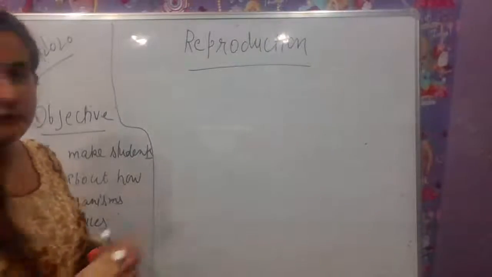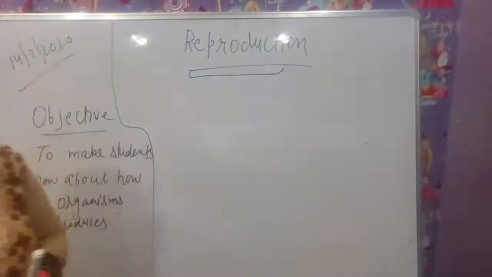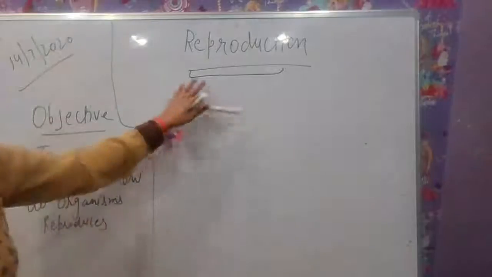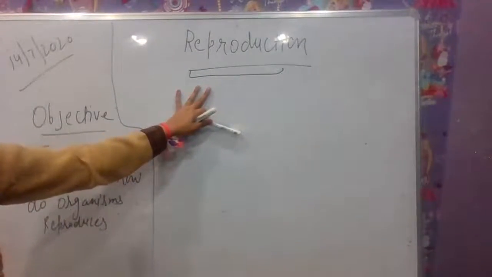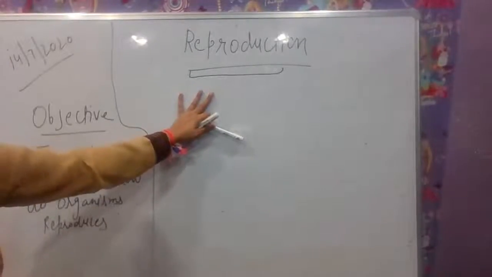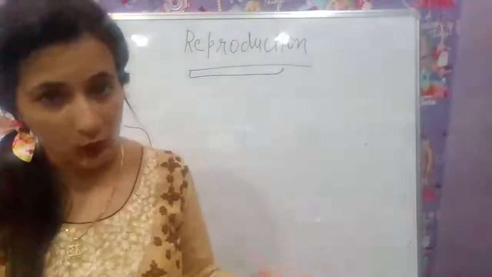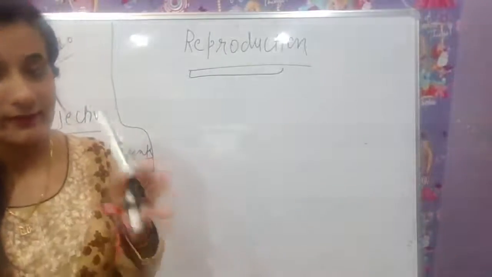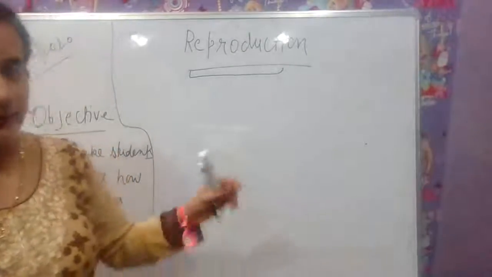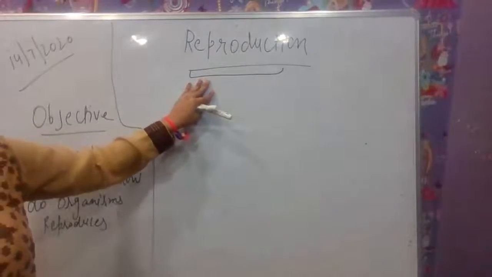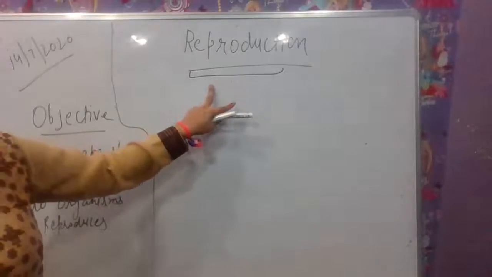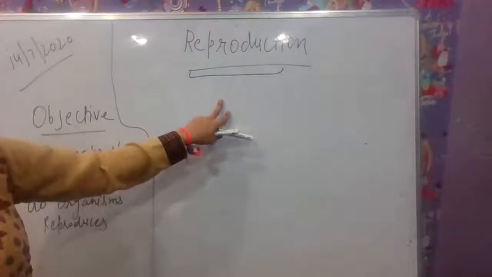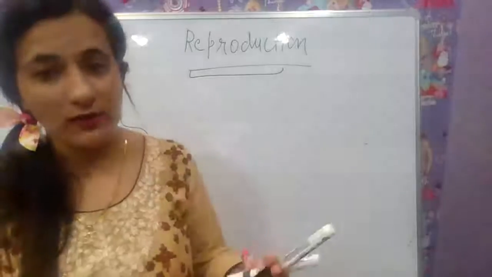First of all, what is reproduction? Reproduction is the process by which organisms produce young ones of their own kind and multiply in number. It is not essential for an organism to stay alive, unlike nutrition, respiration and excretion, but still it is a very important characteristic of living organisms because of the continuation of species, or continuation of life.